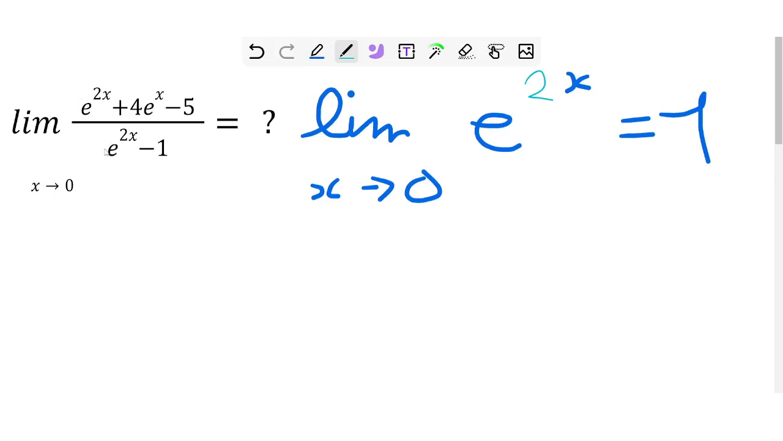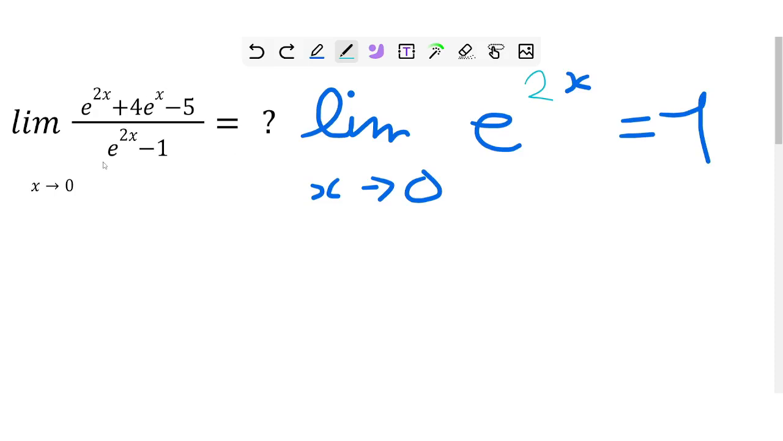But if we have a quick look at our denominator right here, we have e to the 2x minus 1. So when x nears 0, we actually get a denominator that nears 1 minus 1, or 0. Meaning in this instance we have an indeterminate form. So we're going to need to work another way around this blockade.